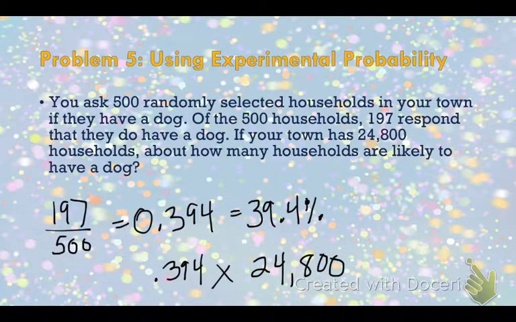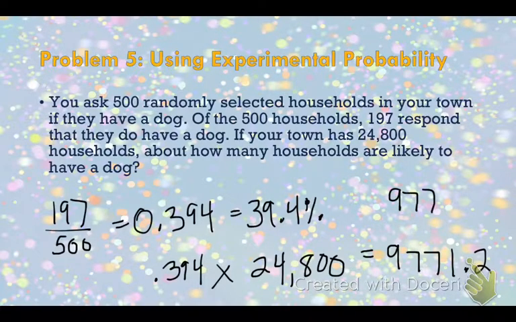So 0.394 times 24,800 gives me 9,771.2. So approximately 9,771 households in this town would own a dog. Now, notice in this question that I did round down. It's because we're not going to have 0.2 of a household owning a dog, most likely at least, and so rounding that to a whole number to get an estimation that makes sense.